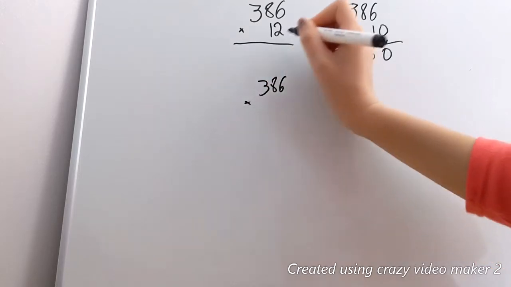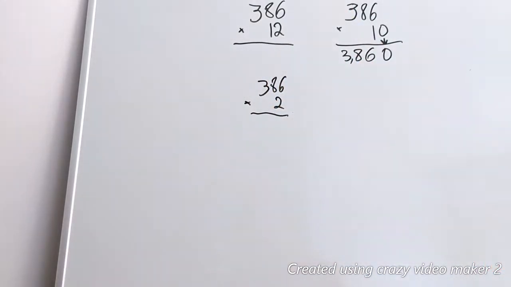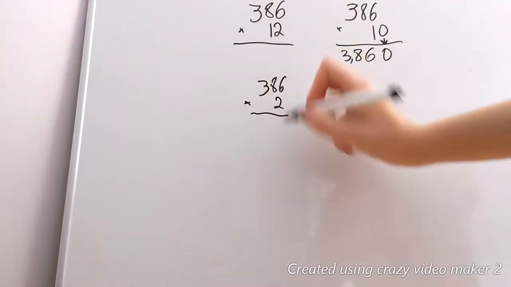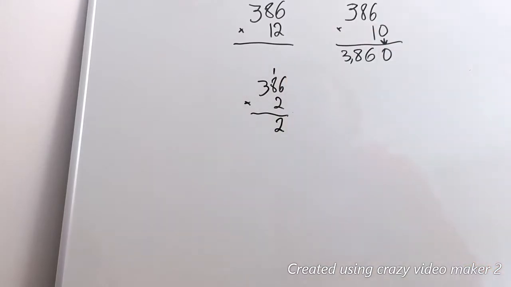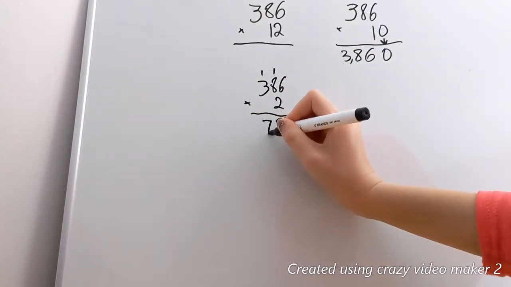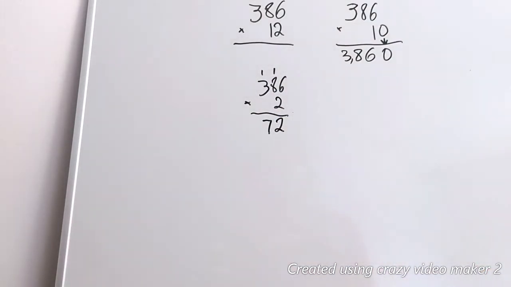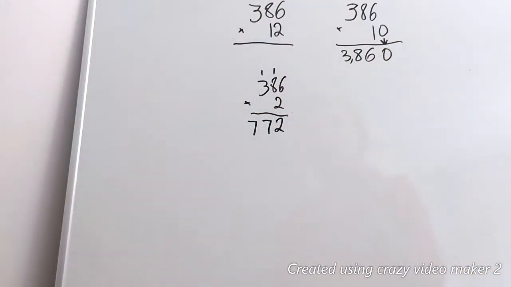Next, we will do 386 times that 2. Okay? 6 times 2 is 12. 8 times 2 is 16 plus that 1 is 17. 3 times 2 is 6 plus that 1 is 7. And that is our answer. Now begins the fun part.